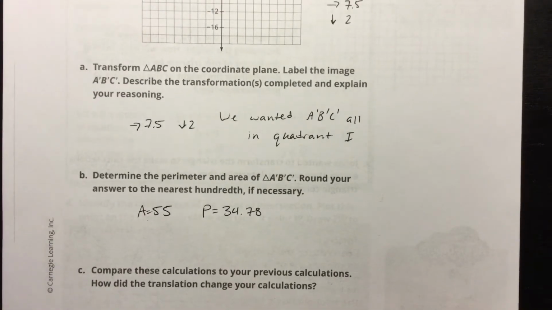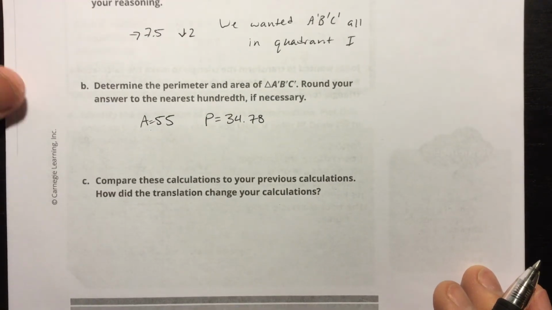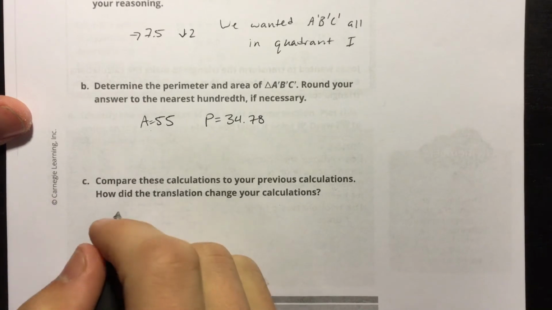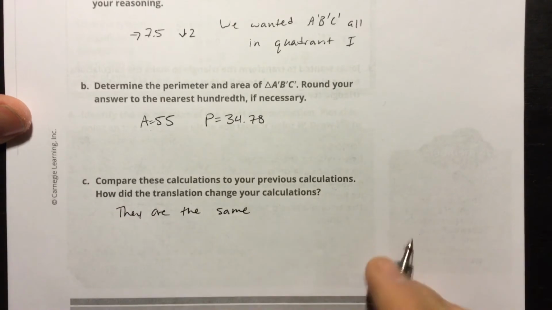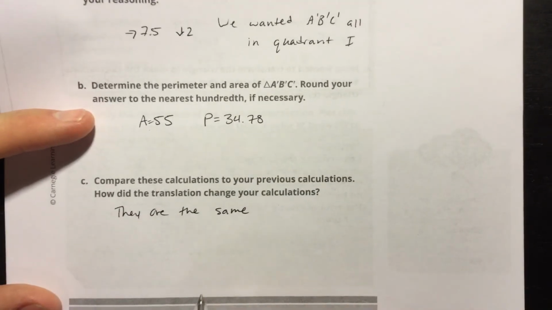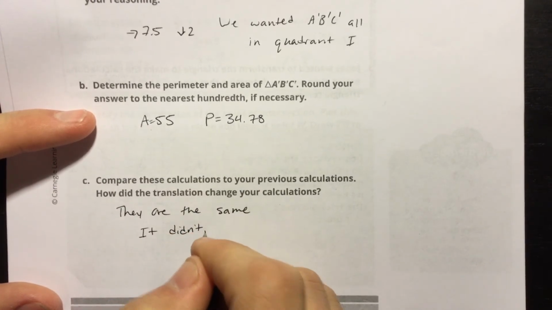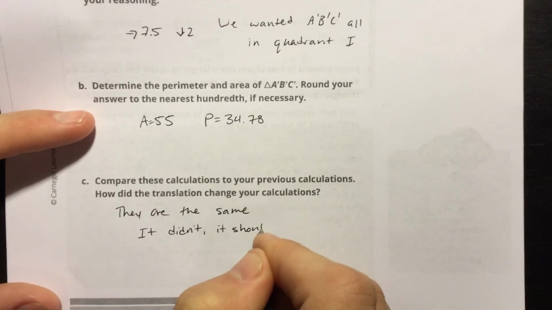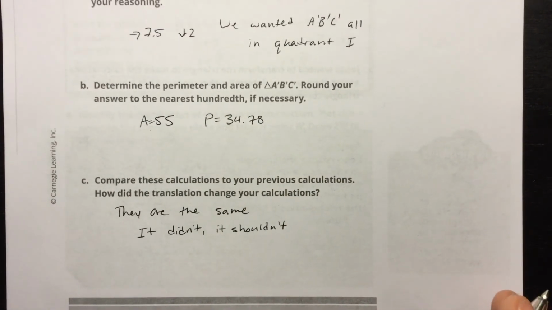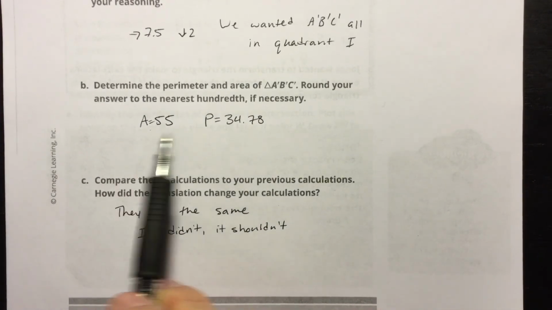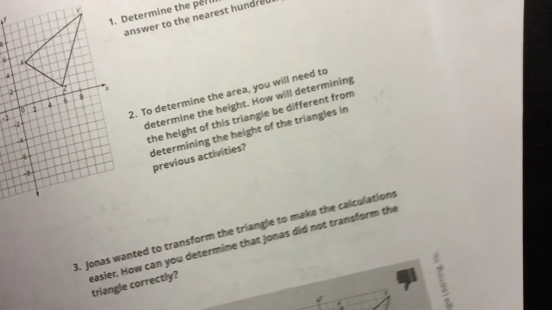So now it says part C, and part C actually goes on to talk about that. It says compare these calculations to your previous calculations. How did the translation change your calculations? So comparing them, they are the same. And how did the translation change your calculations? It didn't. And then also, it shouldn't. Translations shouldn't change our calculations, other than making it easier or harder. They shouldn't change the actual values that we get out of those things. Okay. So here we go, and oh sweet, there you go, look at that.